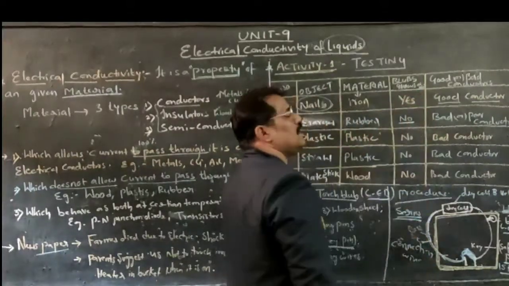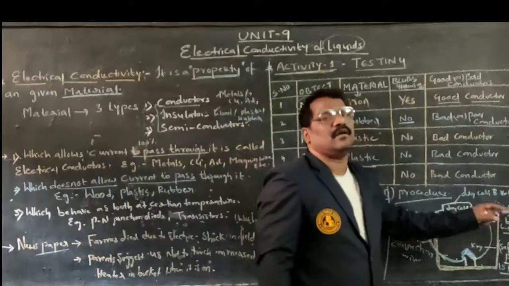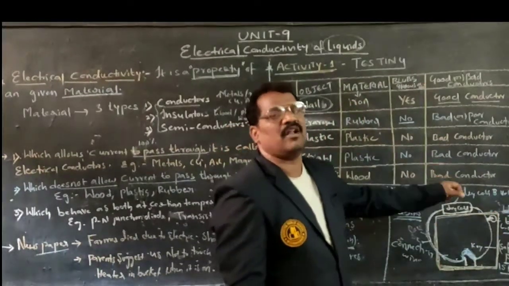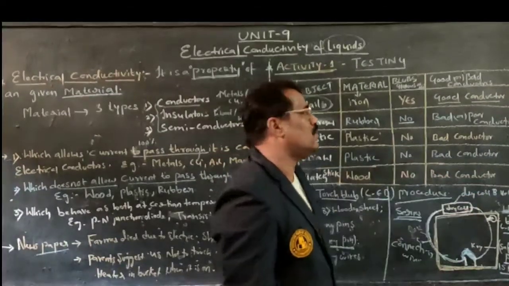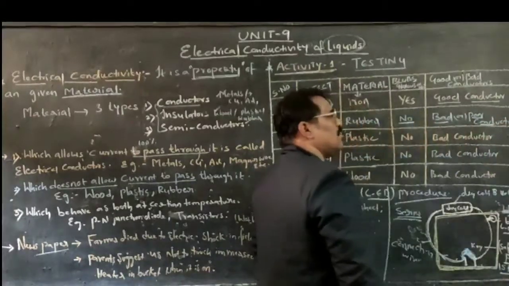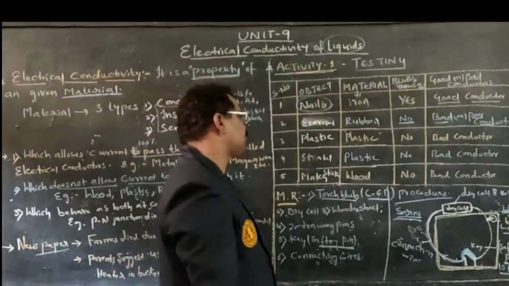How can we identify current is not flowing? The bulb is not glowing. As the bulb glows, we can identify that current flows. As the bulb does not glow, current does not flow. Therefore, it is a poor conductor or bad conductor of electricity.